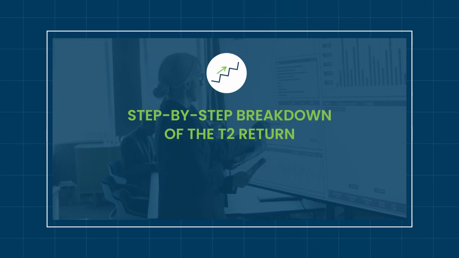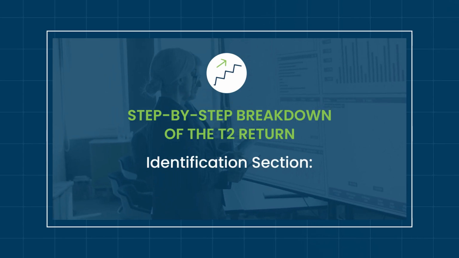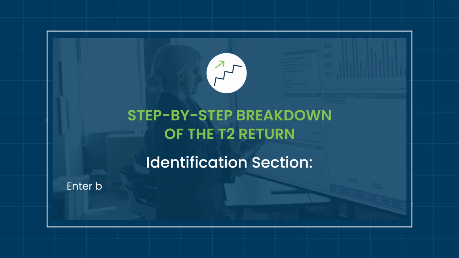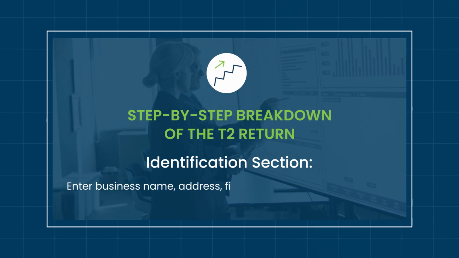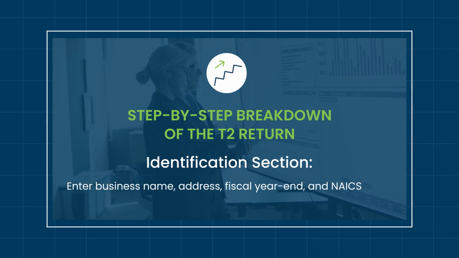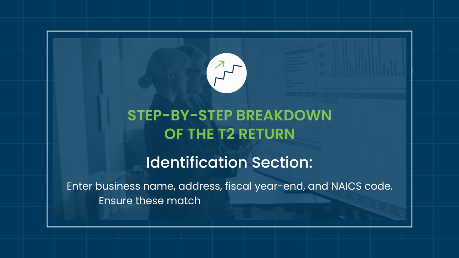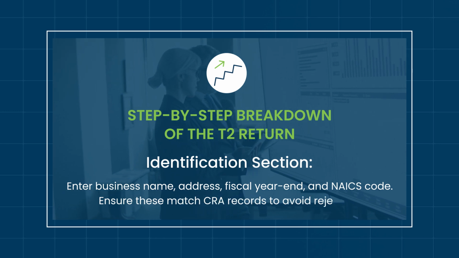Step-by-step breakdown of the T2 return identification section. Enter business name, address, fiscal year end, and NAICS code. Ensure these match CRA records to avoid rejection.